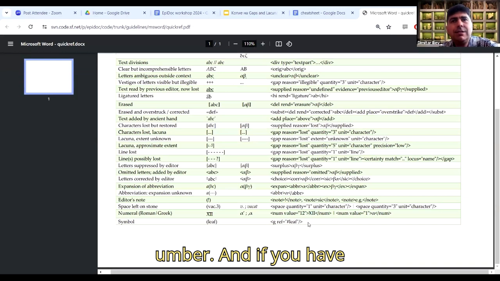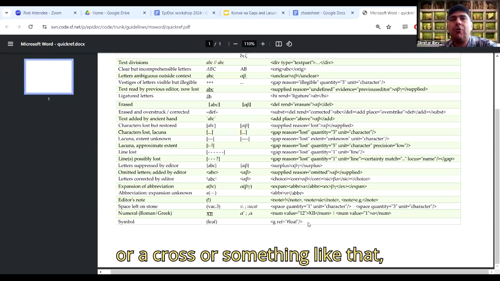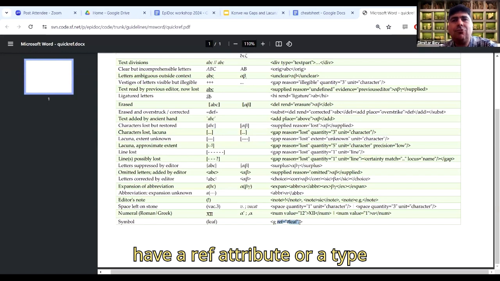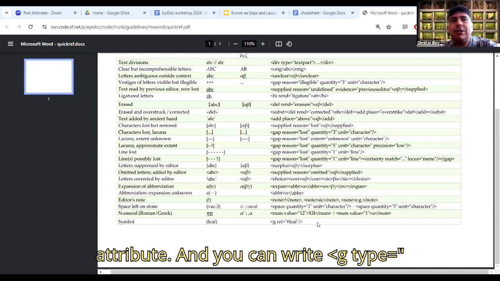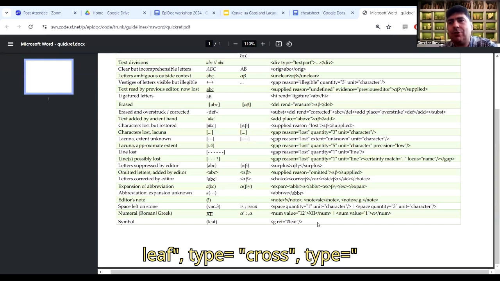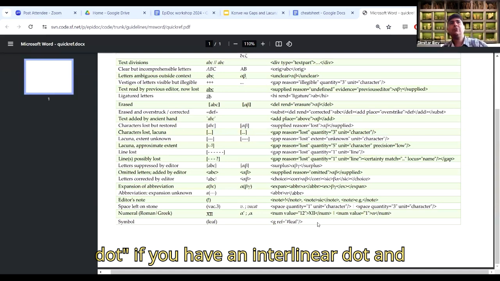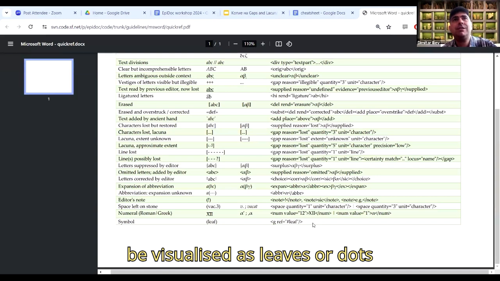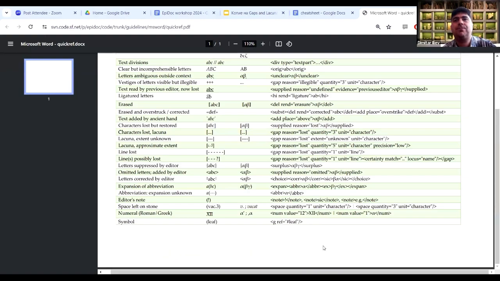And if you have a symbol, for example, a leaf or a cross or something like that, this is usually encoded by g, which can have a ref attribute or a type attribute, and you can write g, type leaf, type cross, type dot if you have an interlineal dot, and several other types which can then be visualized as leaves or dots in your visual output.